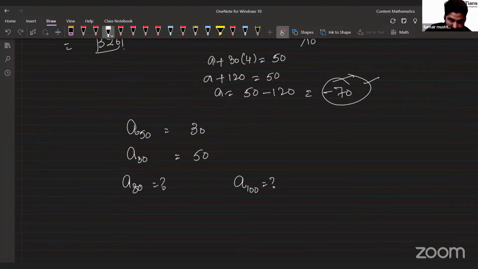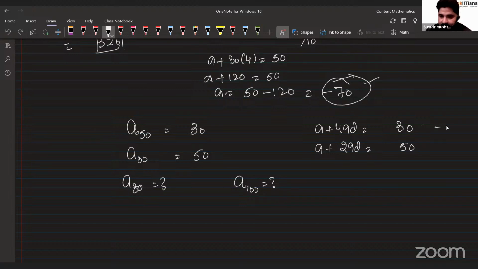Come on, guys. Anyone? Okay. I will tell you. See, what is a50? a plus 49d is equal to 30. What is a30? a plus 29d. This is equal to 50. This is first, this is second. What we need to do, you need to subtract both.